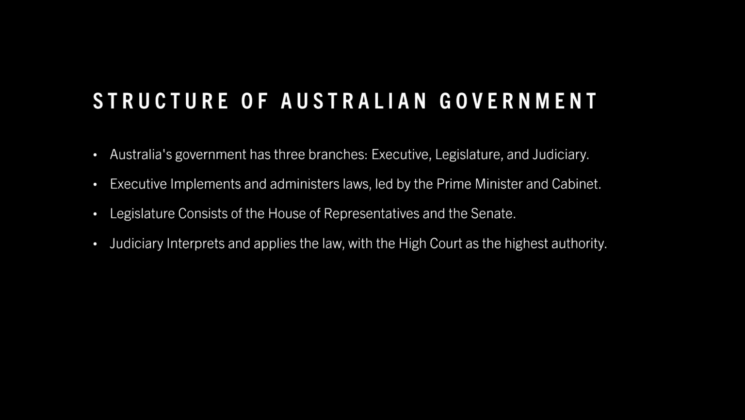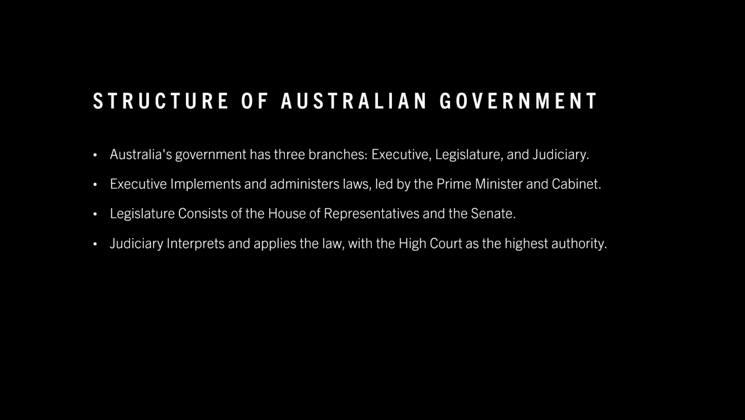Australia's government is structured into 3 branches: the executive, the legislative, and the judiciary. The executive is a branch that's responsible for implementing and administering laws. It includes the Prime Minister and the Cabinet, who are the leaders and decision makers in the federal government. They oversee government departments and agencies. The Australian Parliament is the legislative branch, consisting of 2 houses, the House of Representatives and the Senate. The houses debate and pass laws. Members of Parliament, or MPs, and Senators represent the people and their interests.